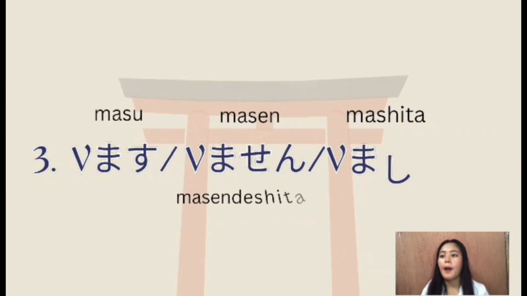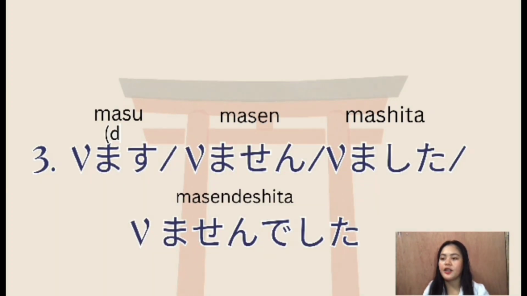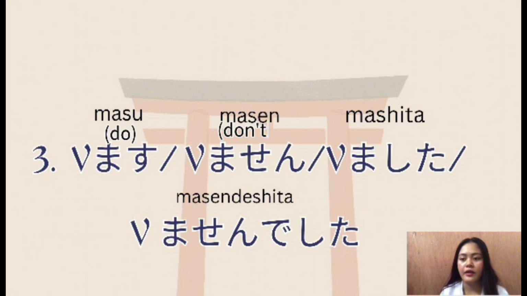For number 3, masu, masen, mashita, and masen deshita. So masu is a polite way of ending a word. It is used when talking about things done regularly, general truths, or things that will happen in the future.